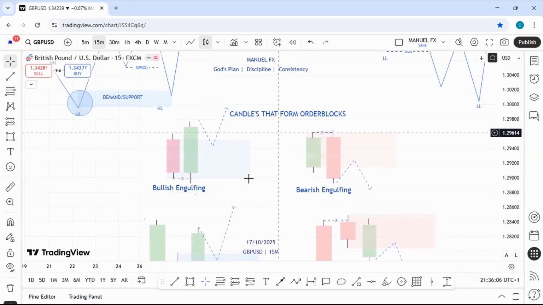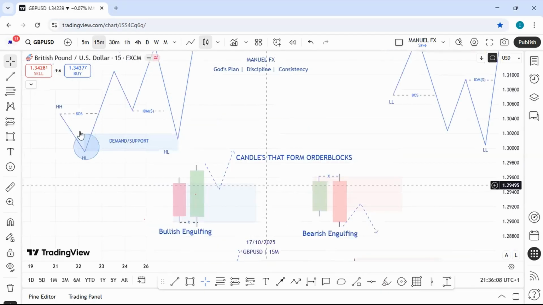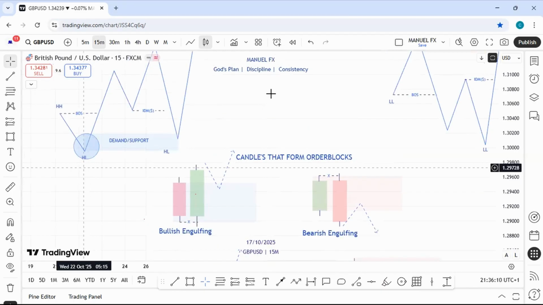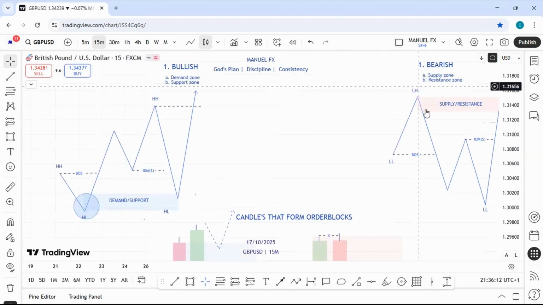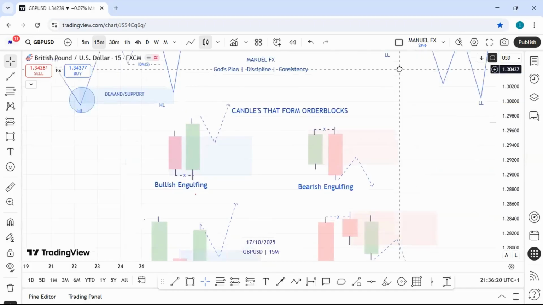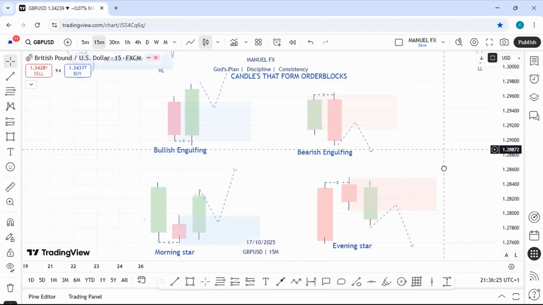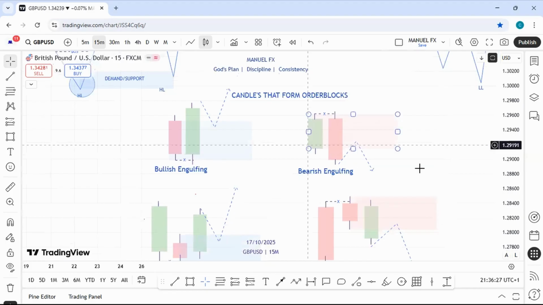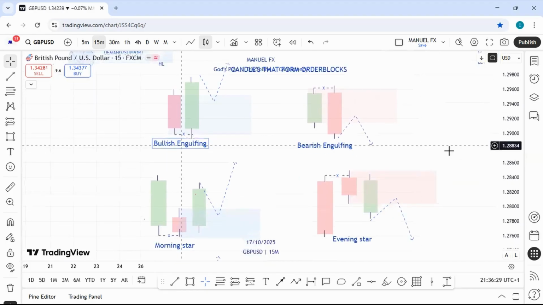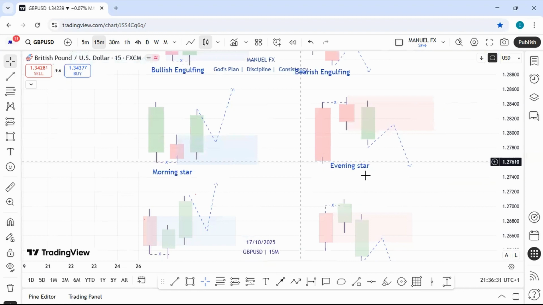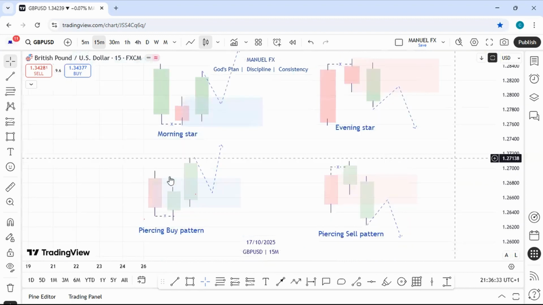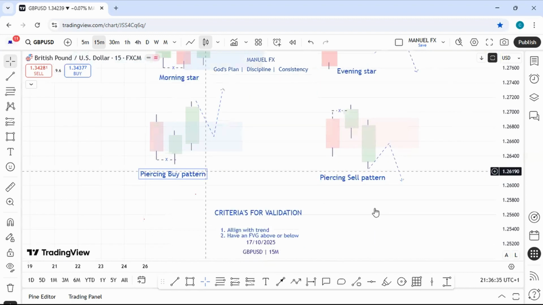So if I have a demand zone directly above my higher low or directly below my lower high, it is not just a block that was drawn, it is a candle formation. And these are the three most important candle formations that there is. We have the bullish engulfing, the bearish engulfing, we have the morning star and the evening star, and then we have the piercing buy pattern and we have the piercing sell pattern.